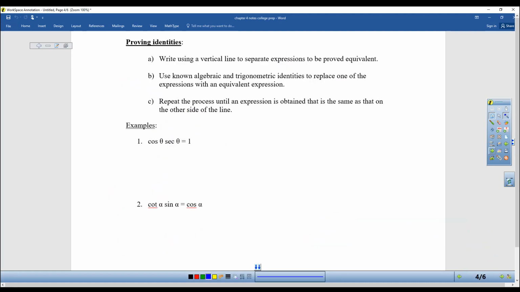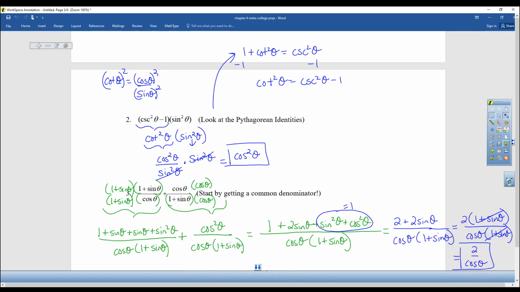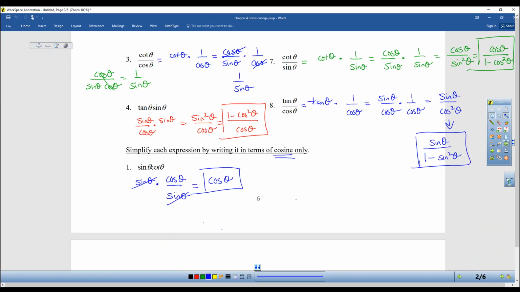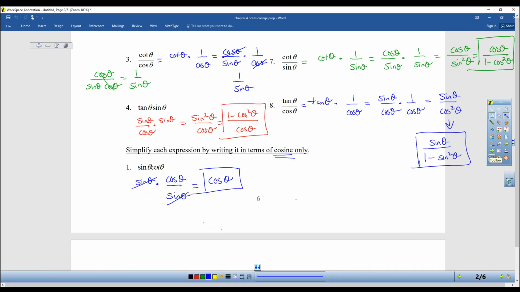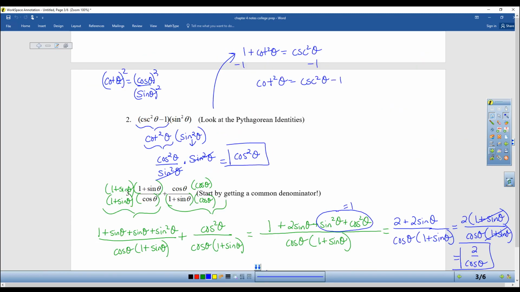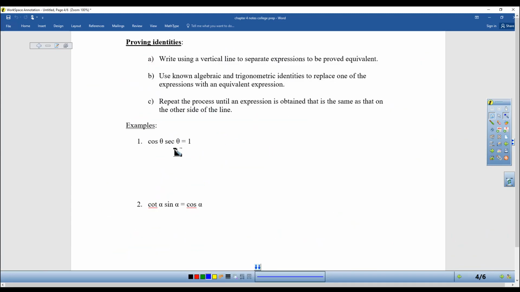Okay, let's do proving identities. Okay. So originally, the goal was to get it in terms of sine or cosine. That was a warm-up. And then we made it a little harder. Now get it just in terms of cosine. Neither one of those are what we're going to do in the long run. In the long run, our goal is going to be to get it to be equal to a very specific thing. And that thing is going to keep changing.